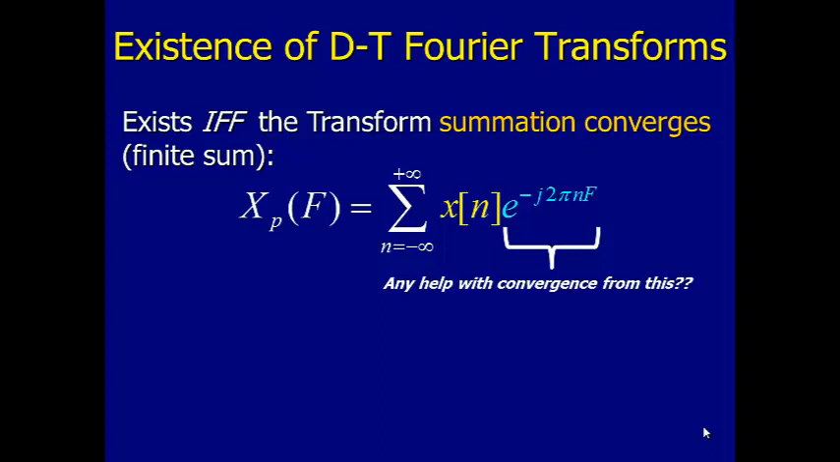Monsieur Euler, friend of Dr. Fourier. This is cosine 2 pi n f, plus j sine 2 pi n f, minus sine. So the Euler identity says that's the same as cosine 2 pi n f minus j sine 2 pi n f.